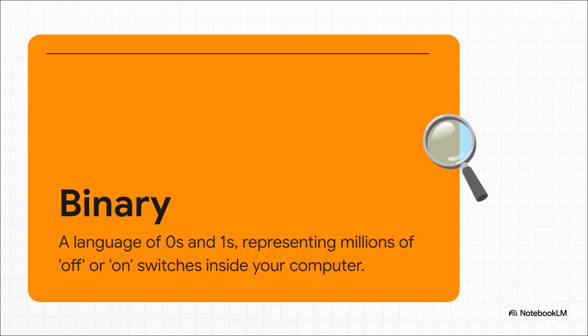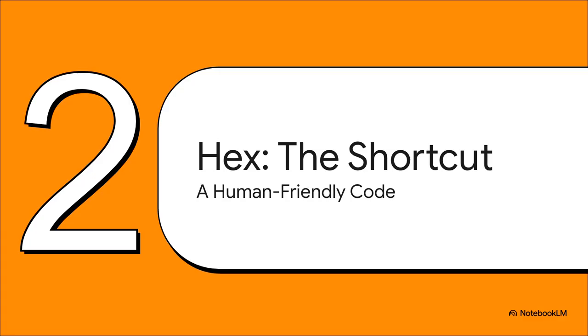Now, this isn't just some abstract idea. Inside your computer, there are billions of microscopic switches called transistors. Each one can only be in one of two states. Off, that's a 0, or on, that's a 1. Every single thing your computer does is built on that simple physical pattern. So, computers absolutely love binary. They thrive on it. But for us humans, it's a total nightmare to read.